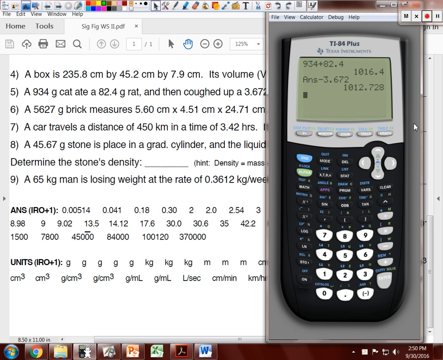So what are your rules for addition or subtraction? Least number of decimal places. Well, how many does 934 have? None. That means your answer can't have any decimal places. So what would your answer be correctly rounded? Okay, 1,013. Why 13? Because that 7 makes that 2 bump up. So it is 1,013.